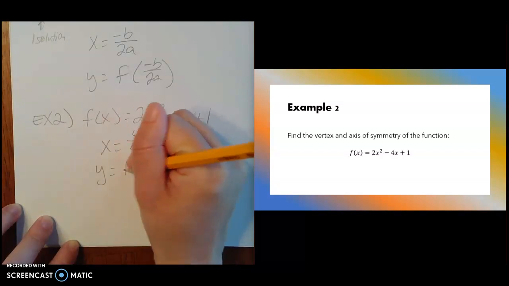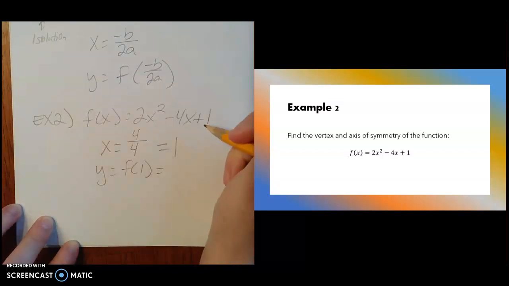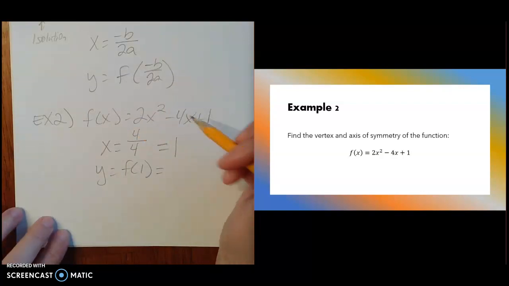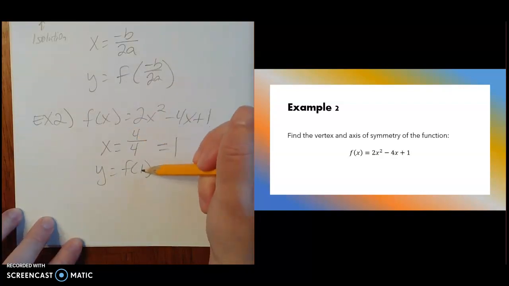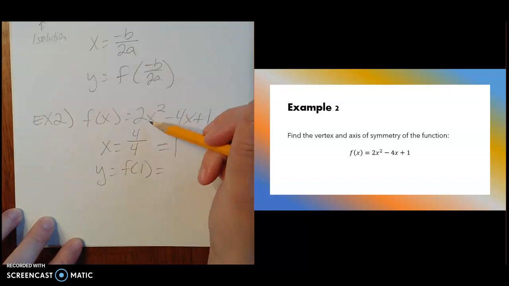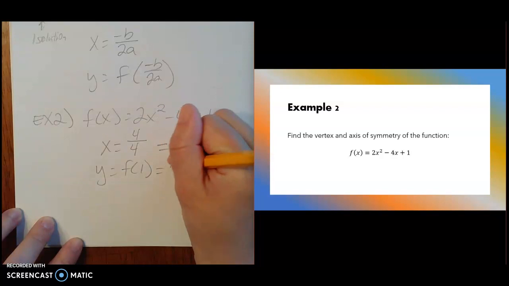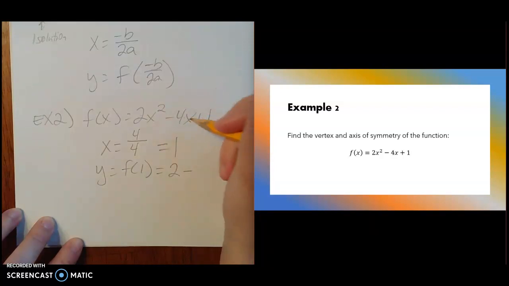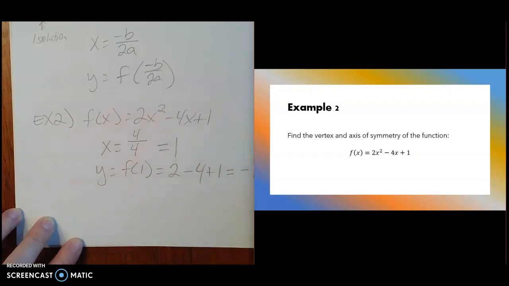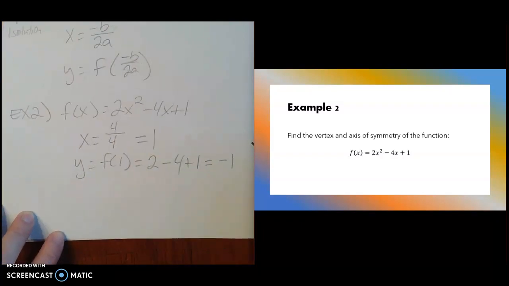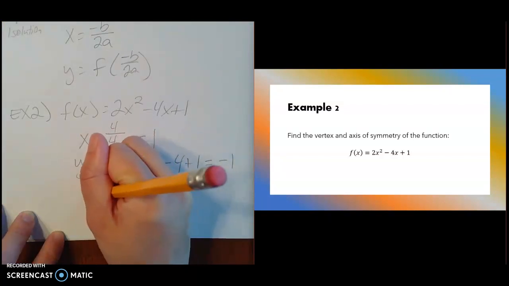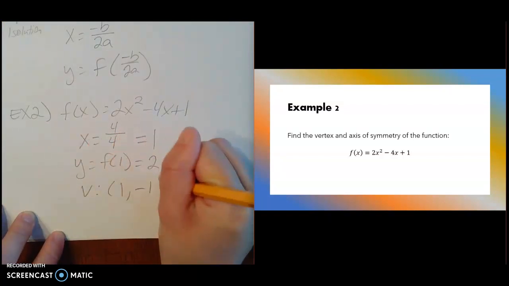For the y value, we're just going to plug 1 into our equation and see what the y value is. So when x is 1, we'll have x squared, so 1 squared, which would be 1. 1 times 2 is 2. Minus, we'd have 4 times 1, which is 4, plus 1. 2 minus 4 is negative 2. Negative 2 plus 1 is negative 1. So we'd have a y value of negative 1. Putting those together, our vertex then would be 1, negative 1.